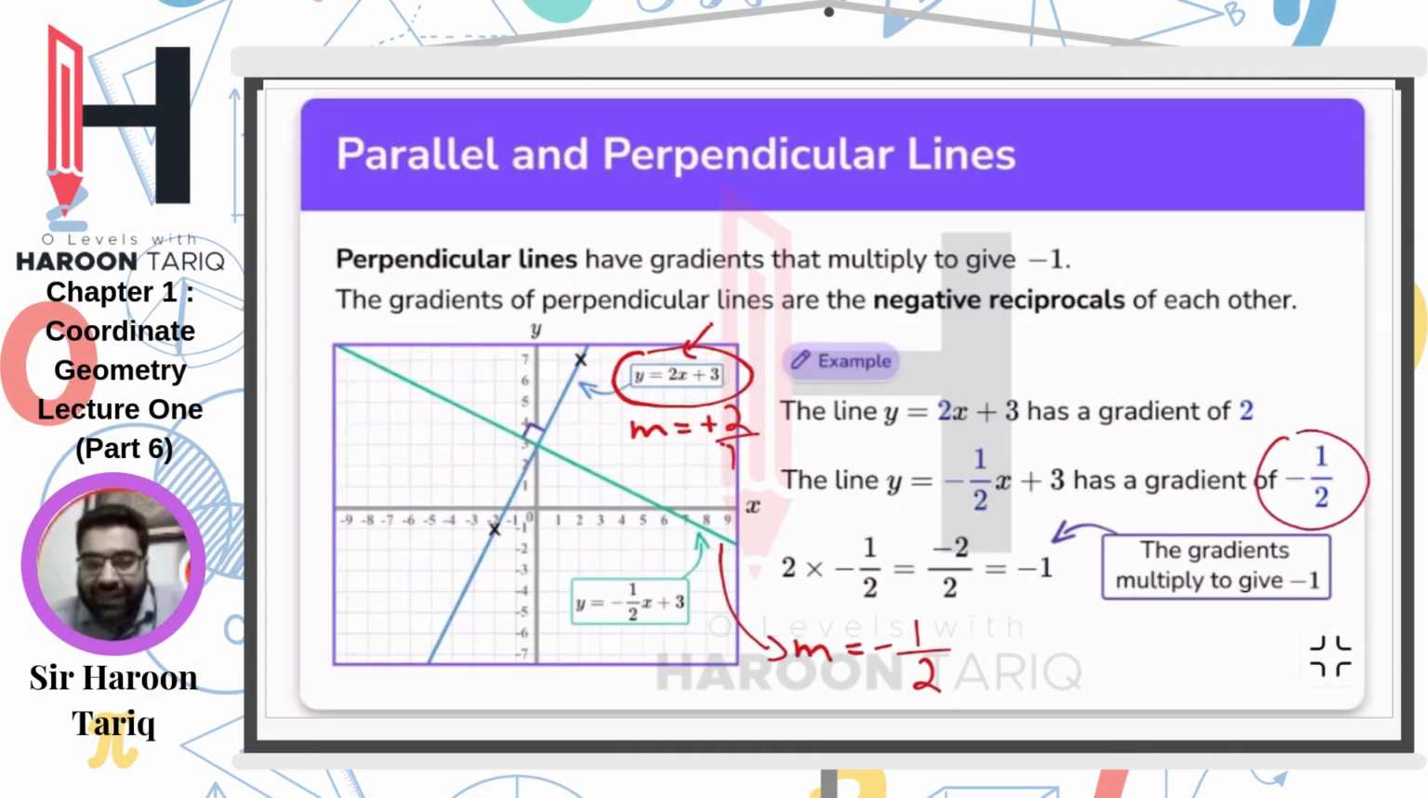become 1 by 2. You can see the other line has this gradient, minus 1 by 2. So rather than complicating things, just keep it in your head. Perpendicular lines, negative reciprocal. Change sign, swap numerator, denominator. That's it, negative reciprocal.